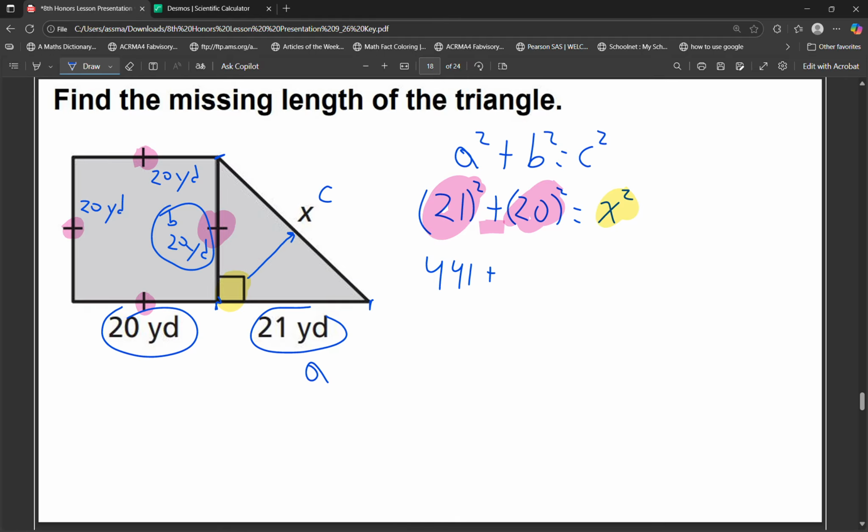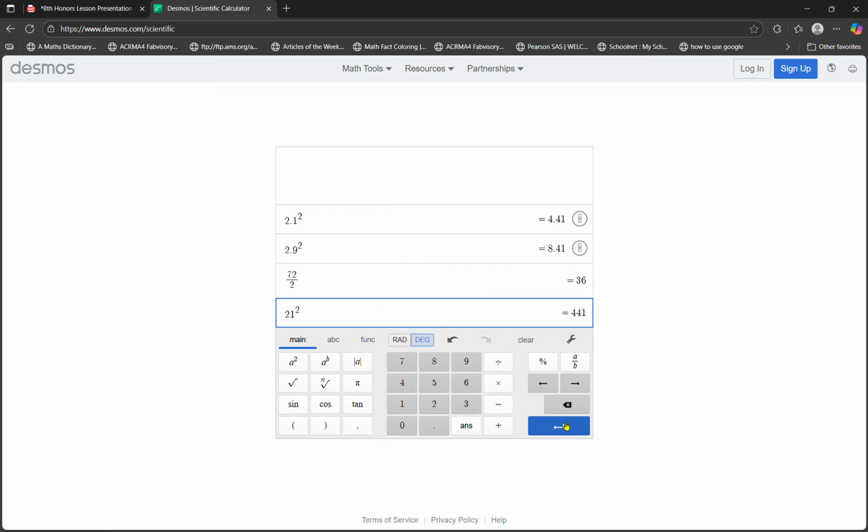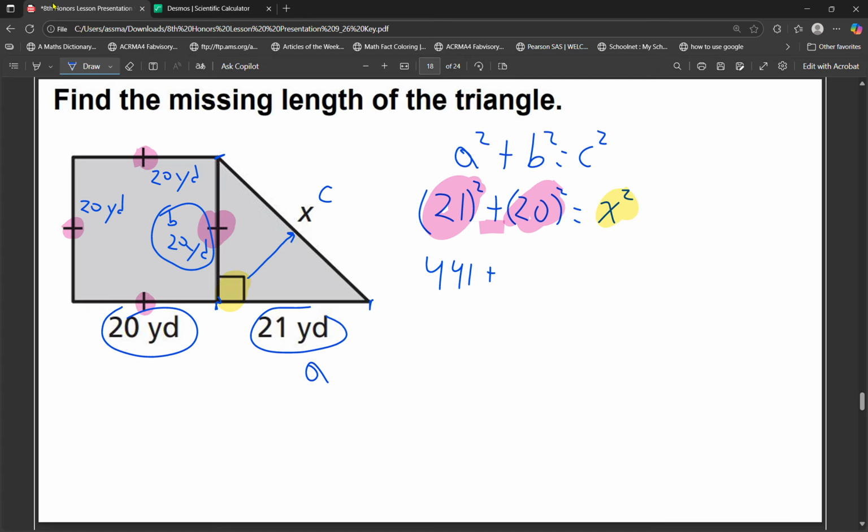441 plus, and then I do 20 squared. So I go right here, hit return here, 20 squared, and I get 400. So I have 400 is equal to x squared. Okay, so then I add these two together and I get 841 equals x squared.